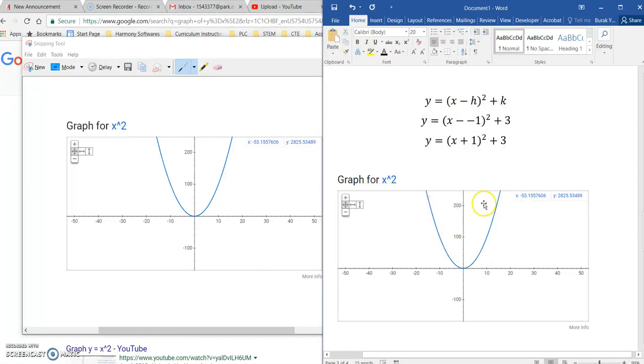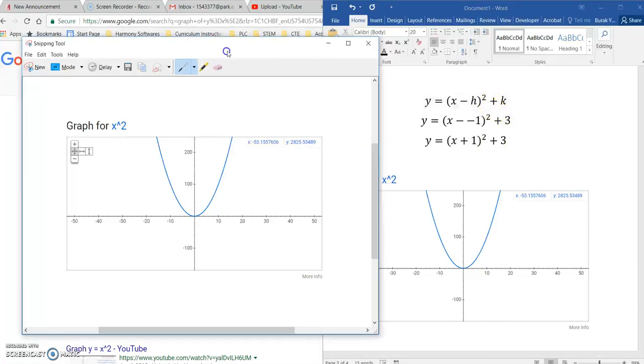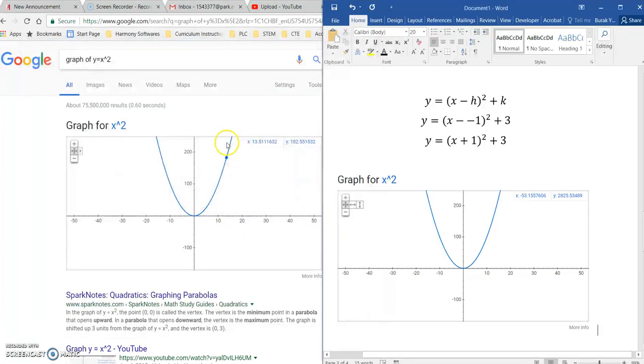So when you take this parent graph and shift it sideways, either left or right, you're basically shifting it h units. So if it's shifted 2 units to the right, this is going to be x minus 2. And if you shift it 2 units to the left, it's going to be x minus negative 2, so it turns x plus 2. And then if you shift it up, let's say 5 units, this is going to be plus 5. And if you shift it, let's say 5 units down, then it's going to be minus 5 on the outside.